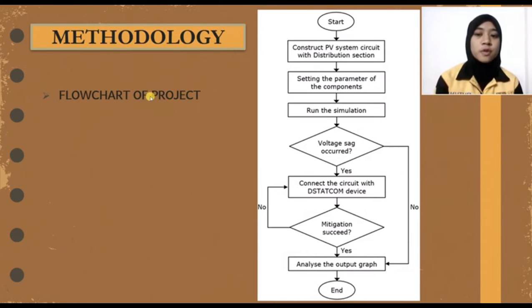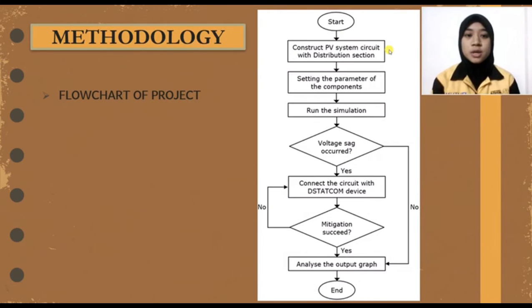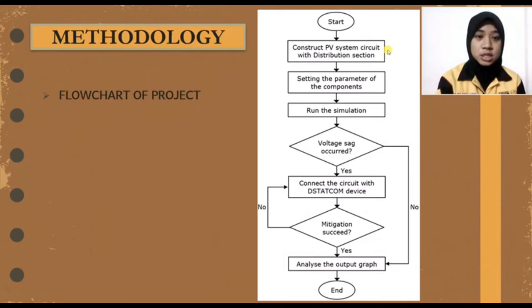Firstly, we go to the flowchart of the project, in which we start by constructing the PV system circuit with distribution section in MATLAB, then setting all the suitable parameters of the components, and then running the simulation. After that, we need to identify whether the simulation has a voltage sag. If it does not have a voltage sag, then the output graph will be analyzed. If the voltage sag occurs, then we need to connect the PV system with the STATCOM device. After that, we run the simulation again and check whether the mitigation succeeds or not. If the mitigation succeeds, then we can analyze the output graph.